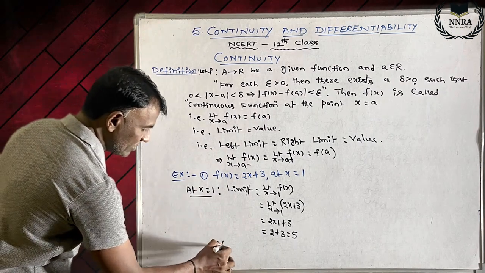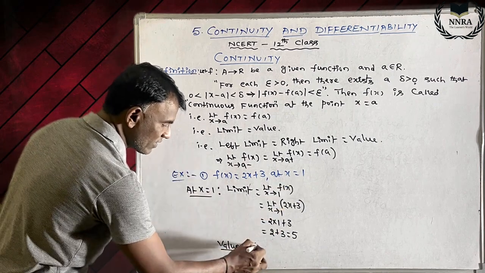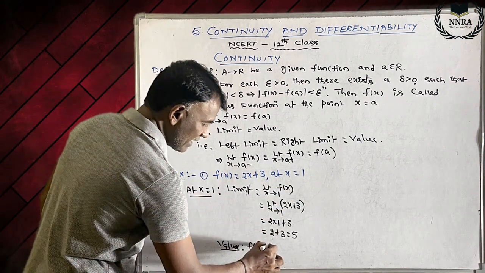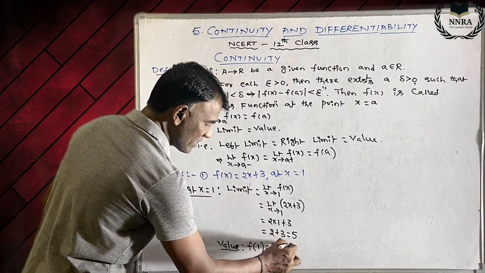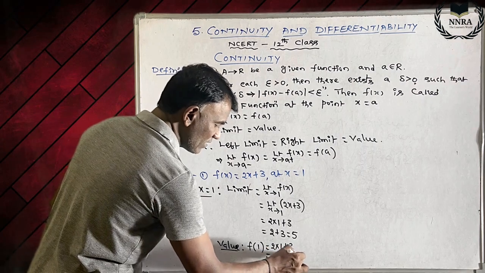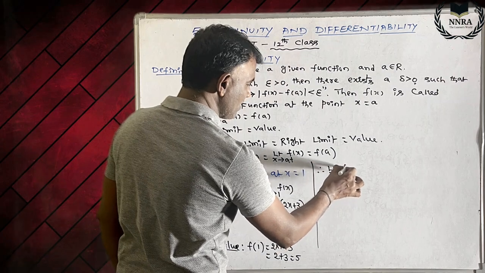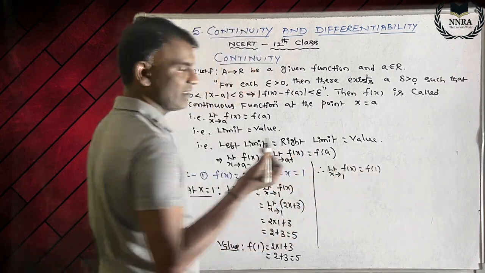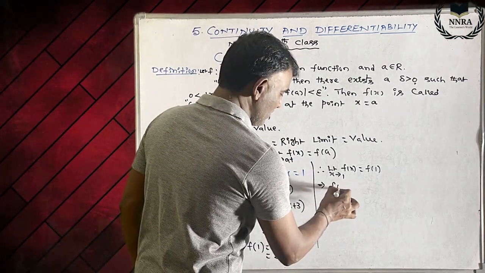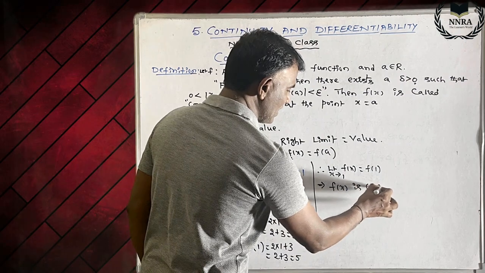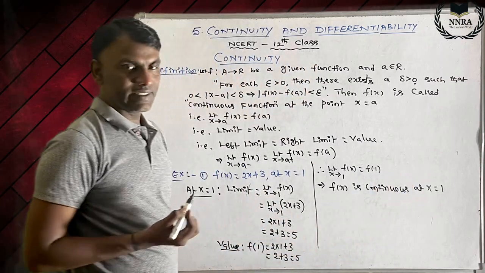And coming to value, what is the point here? Actually, the formula is f of a, but a is equal to 1. Then how to write it? Again, substitute x equal to 1 in the given function. So 2 into 1 plus 3, so 2 plus 3 is equal to 5. Then what is the conclusion for this? Therefore, limit x tends to 1 of f of x equal to f of 1, meaning limit equal to value. That implies f of x is continuous at x equal to 1. So this is the example.